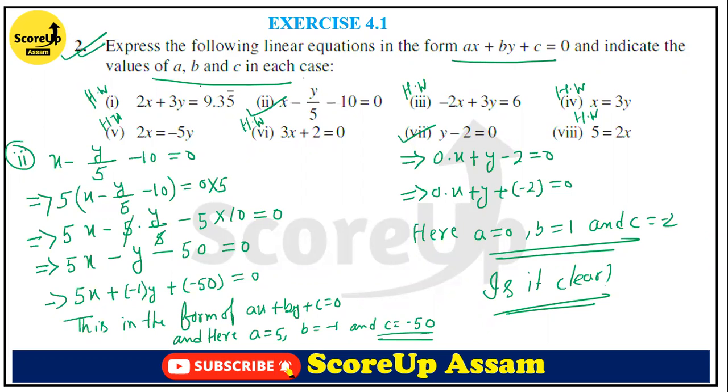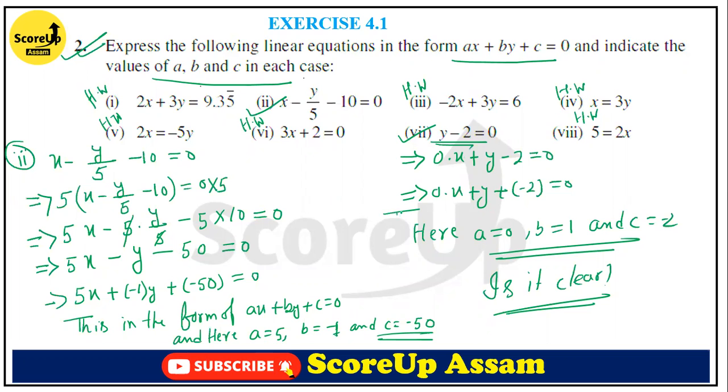See, now let me explain for Tasneem. Okay. See here we have multiplied 5 on both sides of the equation, and this will get cancelled out. So 5x minus y minus 50, 5x plus minus 1 into y plus minus 50 is equal to 0. So this is the form ax plus by plus c is equal to 0. And here a is equal to 5, b is equal to minus 1, c is equal to minus 50. We have expressed this in this form.